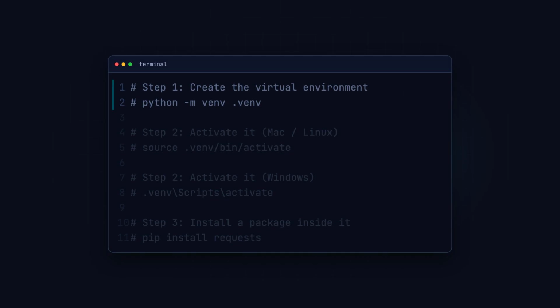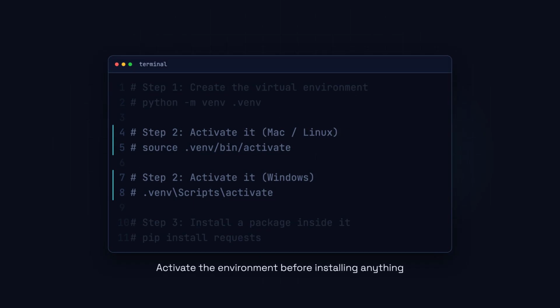The first command you need is python -m venv .venv. This creates a hidden folder called .venv that holds a private copy of Python and a place for your packages. Before you install anything, you must activate the environment.